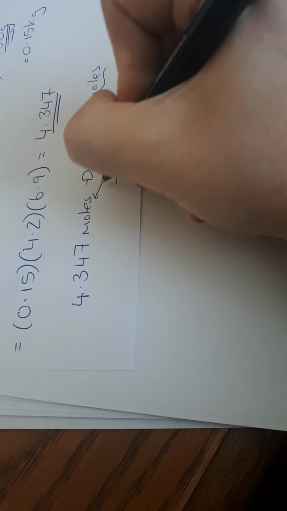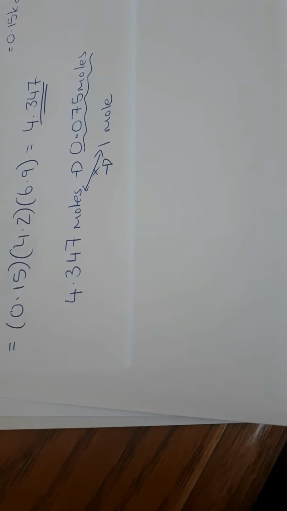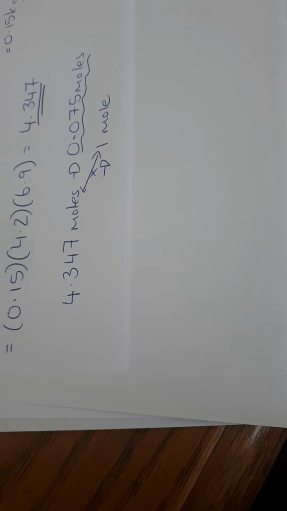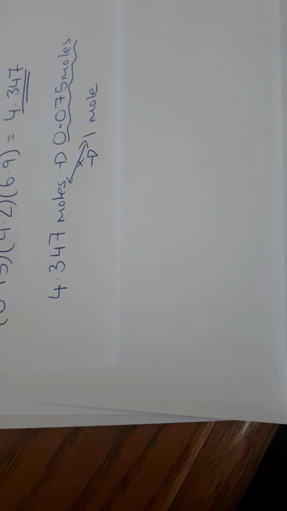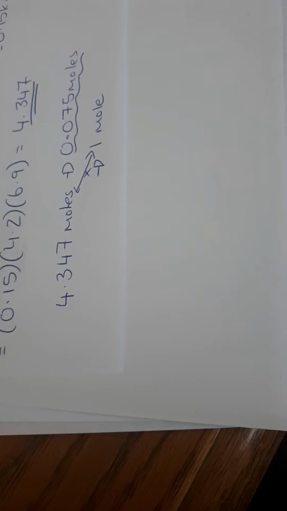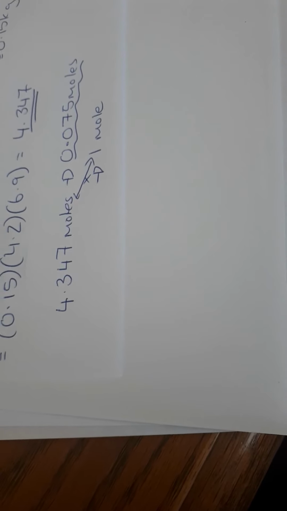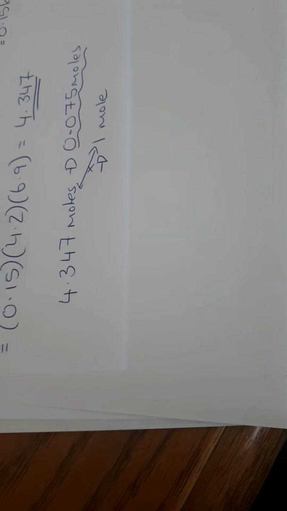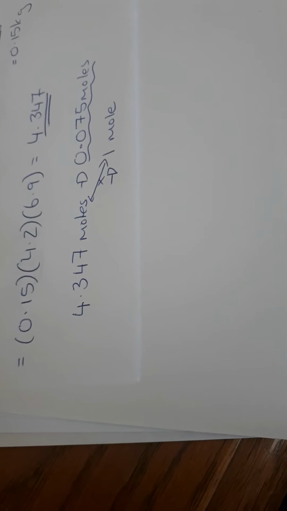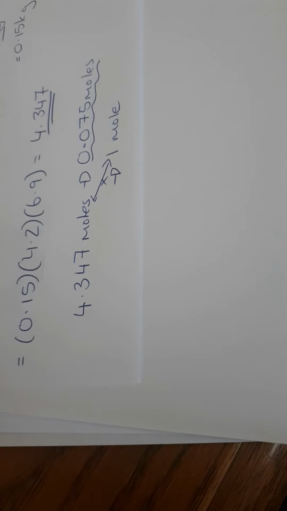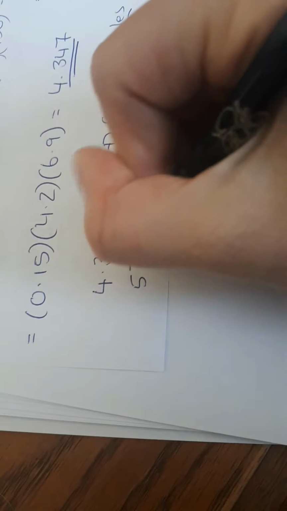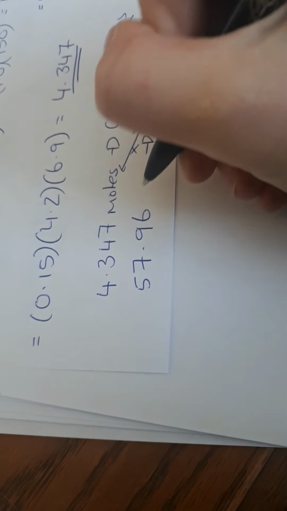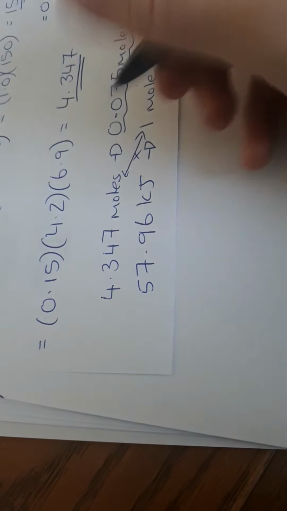So I multiply 4.347, and I multiply that by 1 and I divide it by 0.075, and that gives me 57.96, and that is kilojoules per mole.